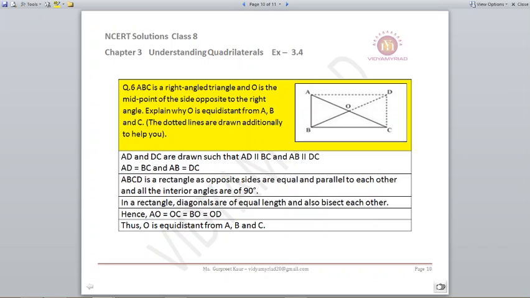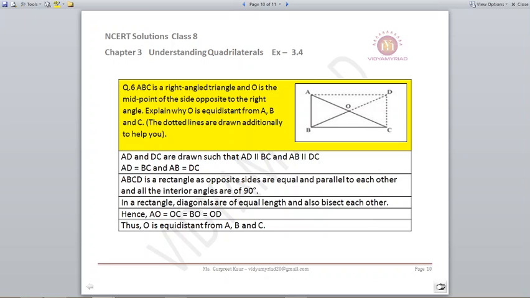The triangle is a right angle triangle and O is the midpoint of the side opposite to the right angle, which we can see in the diagram. Explain why O is equidistant from A, B and C. The dotted lines are drawn additionally in order to help you. Now you see AD and DC, they are drawn in such a manner that AD is parallel to BC and AB is parallel to DC.